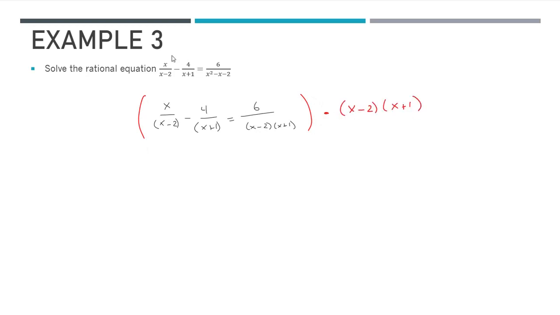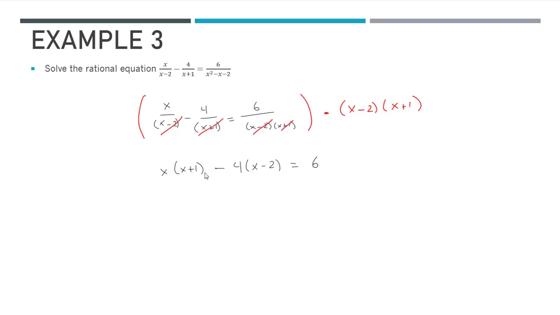x plus 1. So if I look at my first denominator, this x minus 2 is going to cancel with this x minus 2. So I'm just going to be left with x times x plus 1. And then in my second term, well, x plus 1 cancels out. So you're just left with the x minus 2. So we get 4 times x minus 2. And then here, in our right side, we get the x minus 2 and the x plus 1 that cancels out. So I'm just left with 6.